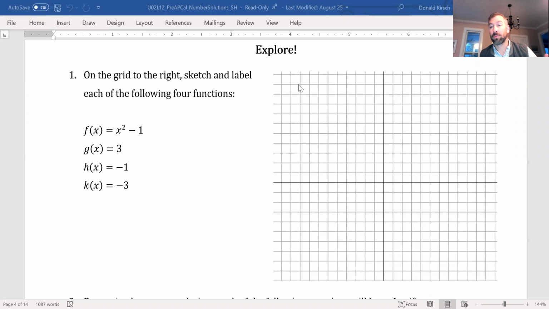Okay, now we're going to do the Explore task. Please follow along with me. This would be times where I'd be asking you for previous information that you knew or know about lines and graphing. Now, on the grid to the right, sketch and label each of the following 4 functions.